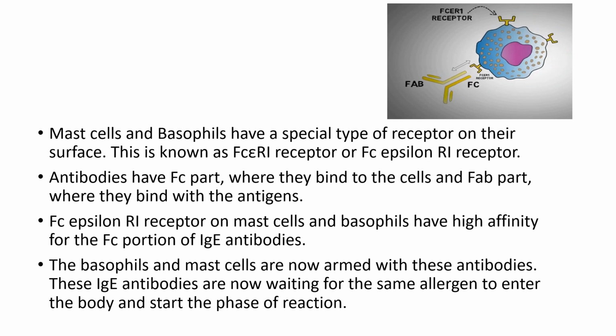Antibodies have an Fc part where they bind to the cells and a Fab part where they bind with the antigens. Fc epsilon R1 receptor on mast cells and basophils has high affinity for the Fc portion of IgE antibodies. The basophils and the mast cells are now armed with these antibodies. These IgE antibodies are now waiting for the same allergen to enter the body and start the phase of reaction.